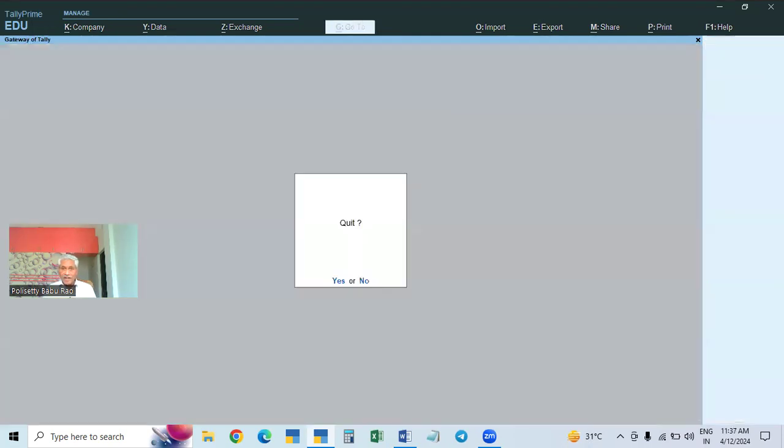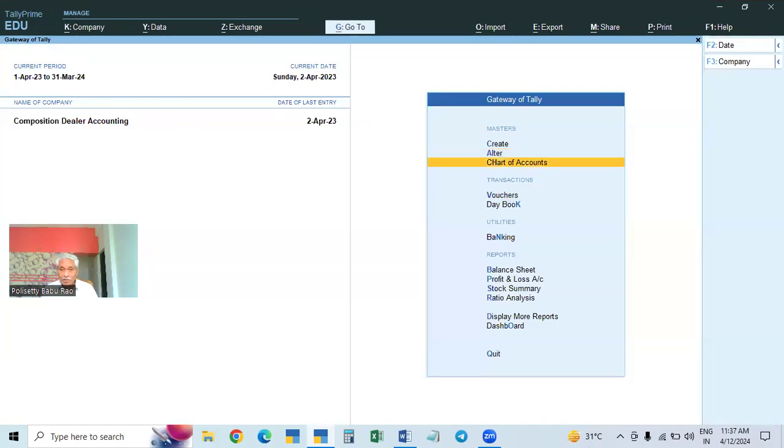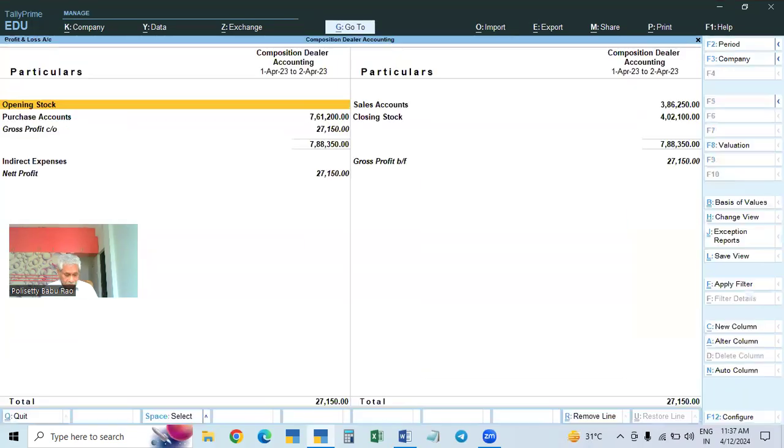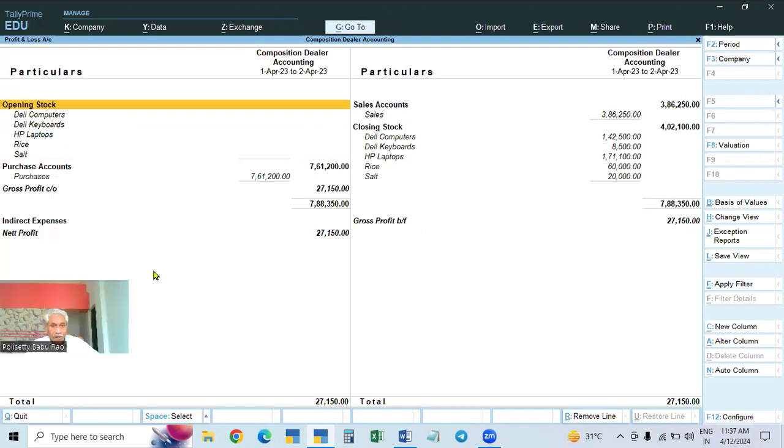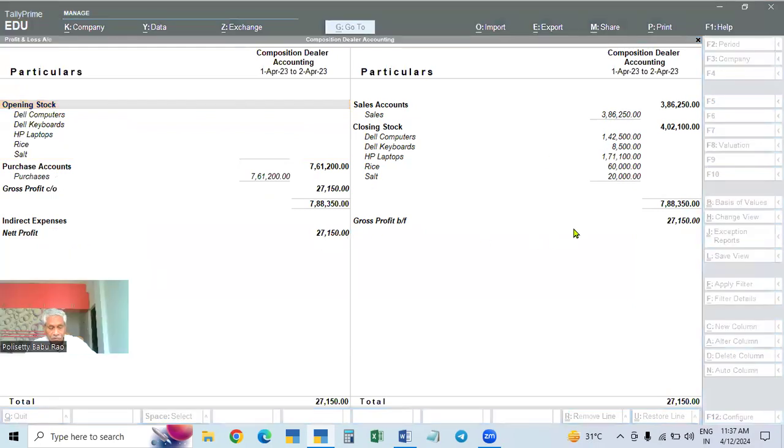Okay, now we come to it. Now we go to GST reports. See, go to the profit and loss account. Here, all the purchases are shown, all the sales are shown, and the closing stock is shown, and totally we got a net profit of 27,050.